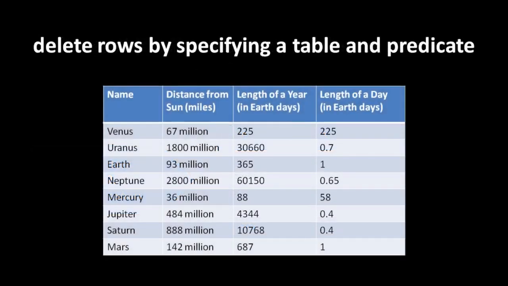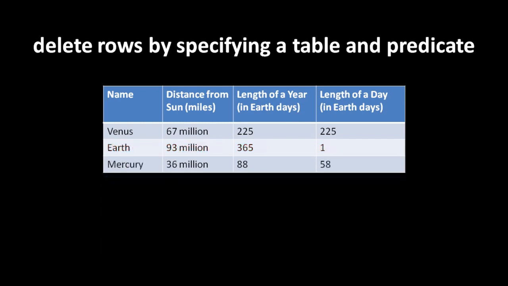When it comes time to remove rows from a table, to delete them, what we do is we specify a predicate used to filter rows, to select rows, and then delete them. So here in our planets table, if we delete rows by specifying a predicate of distance from sun greater than 100 billion miles, that's effectively specifying Uranus, Neptune, Jupiter, Saturn, and Mars, and then deleting them.